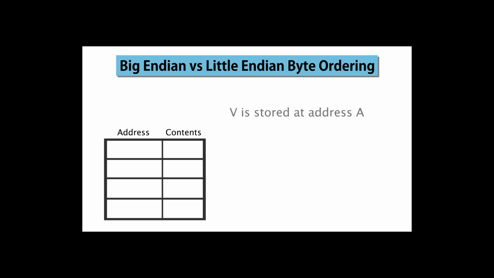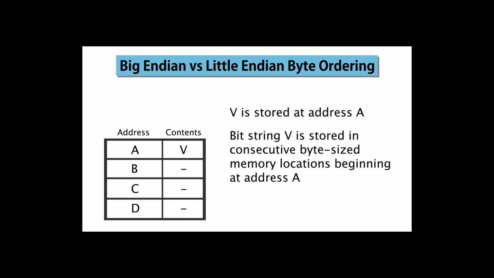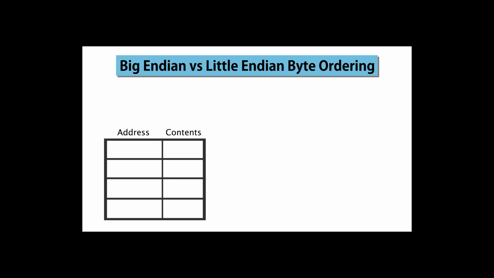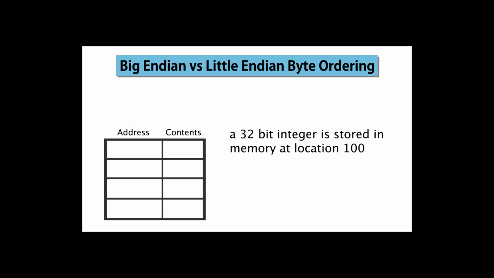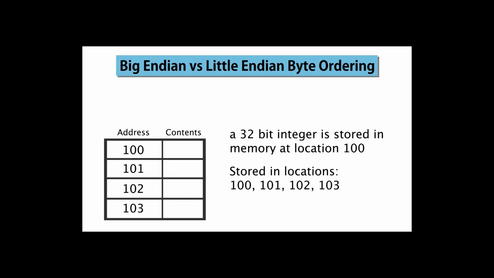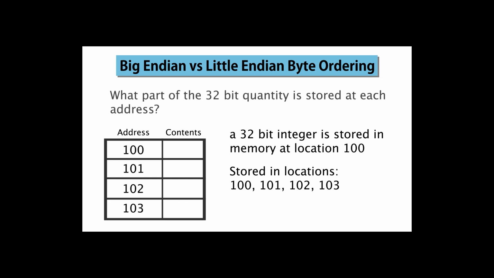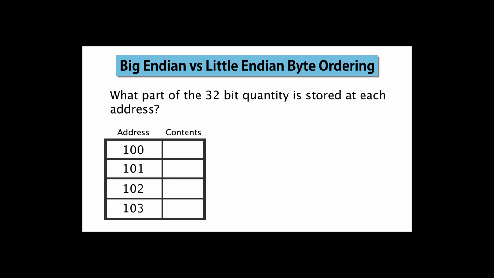When we say that value V is stored at address A, we mean that the bit string representing V is stored in consecutive byte-sized memory locations beginning at address A. Thus, for example, if we say that the 32-bit integer is stored in memory at location 100, that really means that the 32 bits, or 4 bytes, are stored in locations 100, 101, 102, and 103. The only question is, what part of the 32-bit quantity is stored at each address? That's where Big and Little Endian come in.